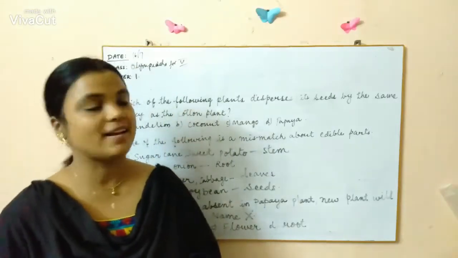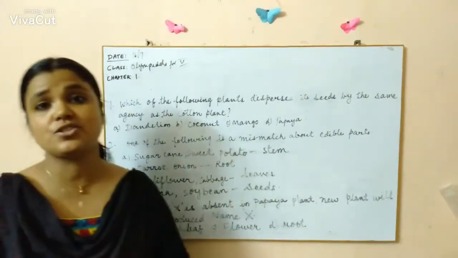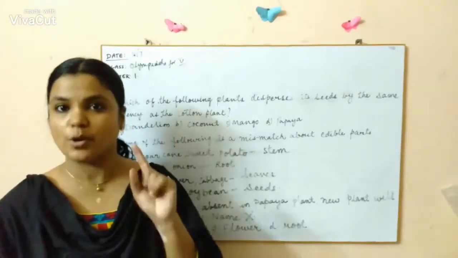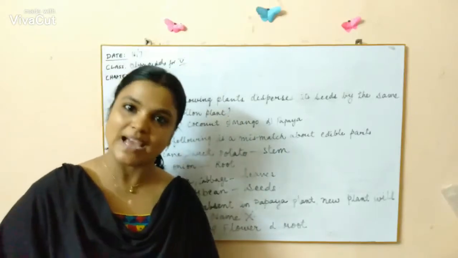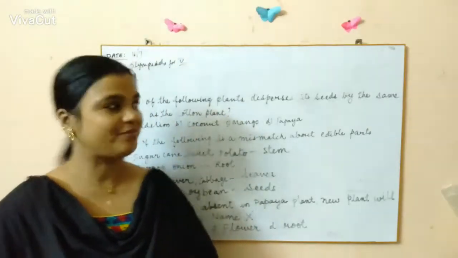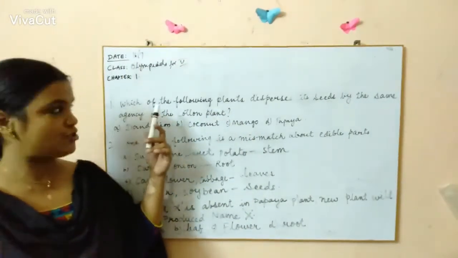So I'm here back again with some more questions for your Olympiads from your first chapter, that is growing plants. So let's quickly solve them. Let us see the first question.